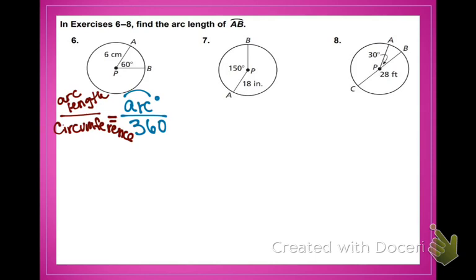Do we know the arc length of AB? No, we're finding it. So I'm going to plug in an X for what we don't know. We don't know the circumference, but do we have enough information to find it? Yes, we do. You have 2 formulas to help you find the circumference, either pi times d or 2 pi r. Which one will we use? 2 pi r. And what's the radius in this picture? 6 centimeters. So circumference equals 2 pi times 6.